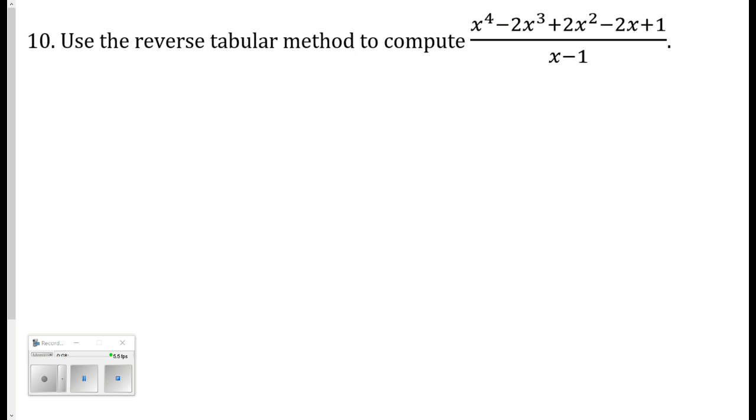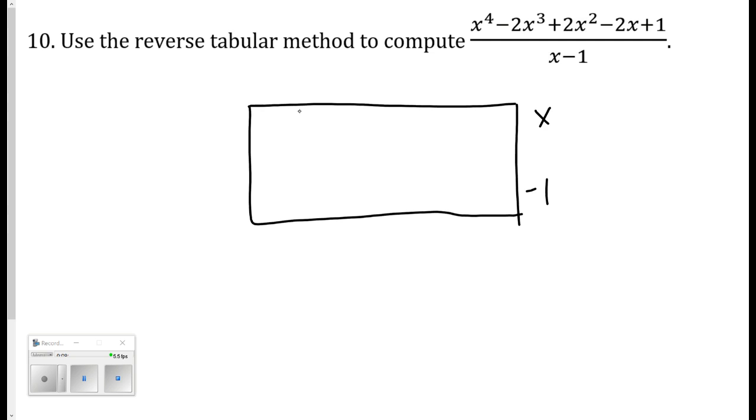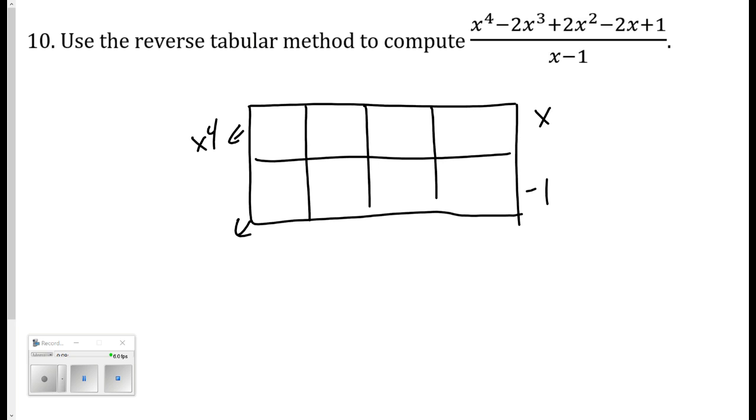And finally, number 10, use the reverse tabular method to compute this. So we're dividing by x minus 1. It's x to the 4th divided by x. X to the 4th divided by x is x cubed. So I'm going to end up with a cubic polynomial. So I'm going to have an x cubed, an x squared, an x, and a number. So I need 4 columns. I get out an x to the 4th. I get out a minus 2x cubed, a positive 2x squared, a negative 2x, and a positive 1.